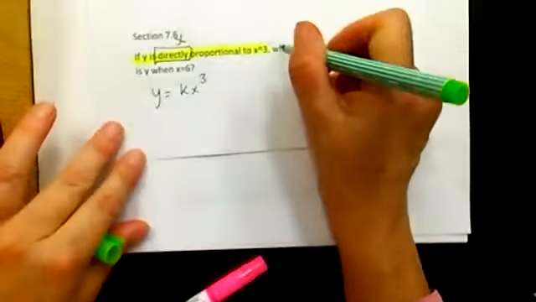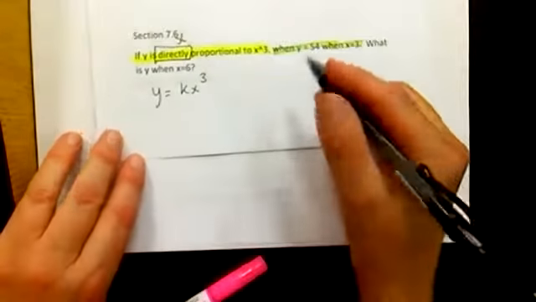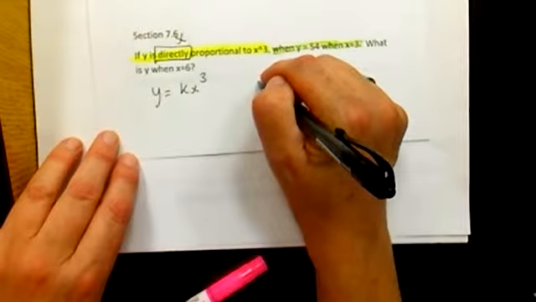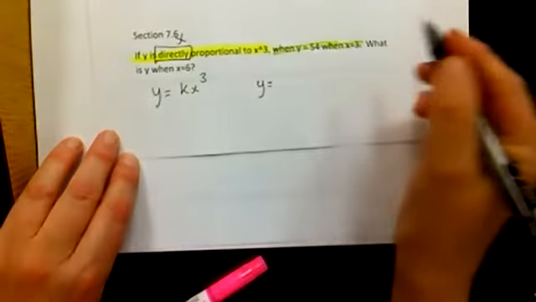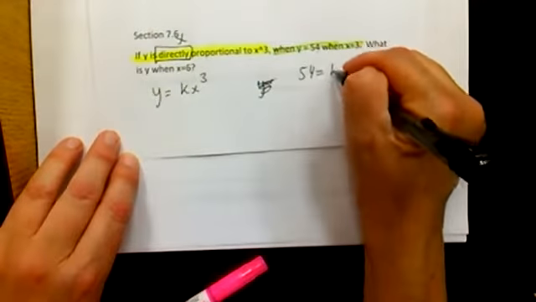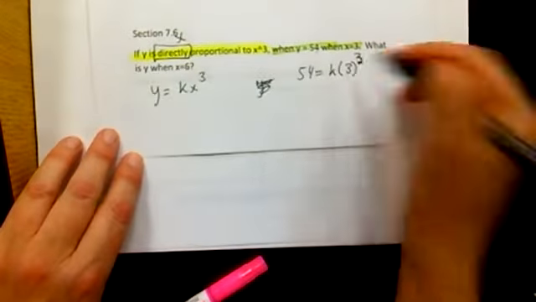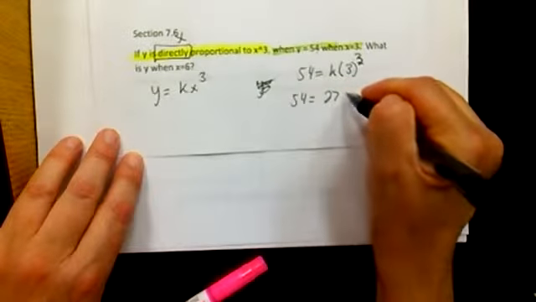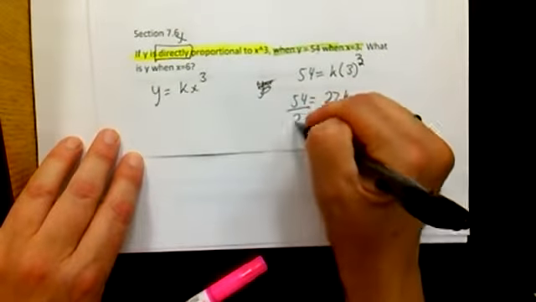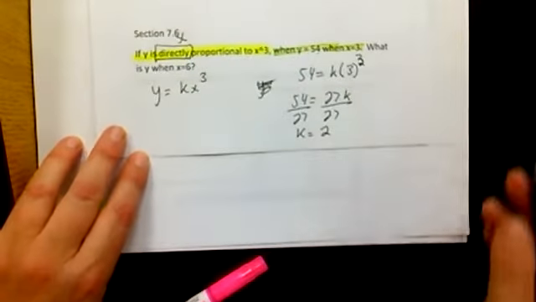Then read my next piece: when y equals 54 and x equals 3. Again, don't try to read beyond pieces in here, because you want to break it apart. So if I plug it back in, we plug in y, so 54 equals k times 3 cubed. So I get 54 is equal to 27k. Divide by 27, and I find that k is equal to 2.